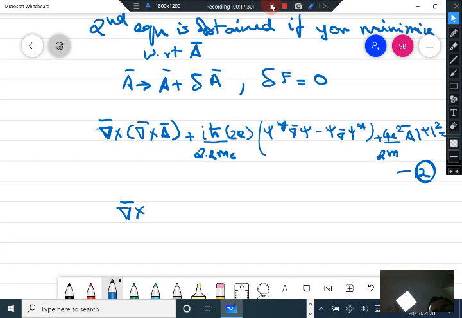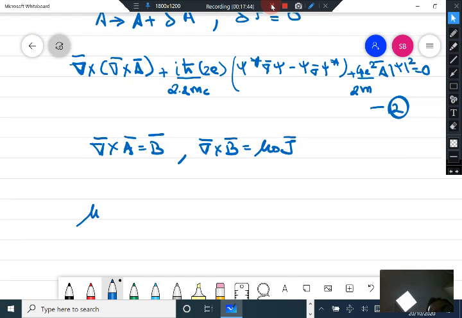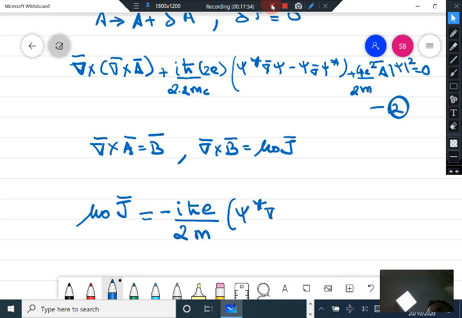Now you know that curl of A is equal to B and curl of B is equal to mu naught times the current density. Okay, so your above Ginzburg-Landau equation becomes mu naught J is equal to minus i h cross e by twice m, mass of an individual electron, psi star gradient of psi minus psi gradient of psi star, minus 2 e square by m A mod psi square.